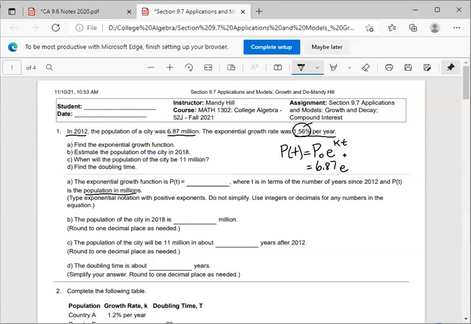And you have to make sure you divide that by 100. They don't want the percent. They want the decimal. So 1.56% divided by 100 is 0.0156. We've got to move that decimal over twice. So 0.0156. T. That's what goes right here. T is the number of years that have gone by. So 6.87 E to the 0.0156 T.